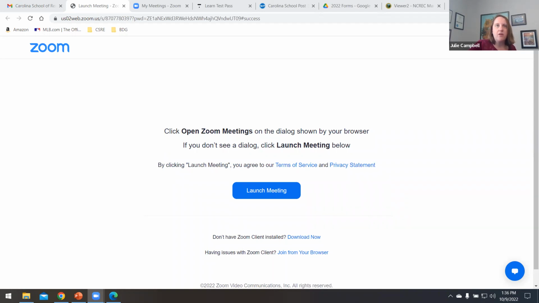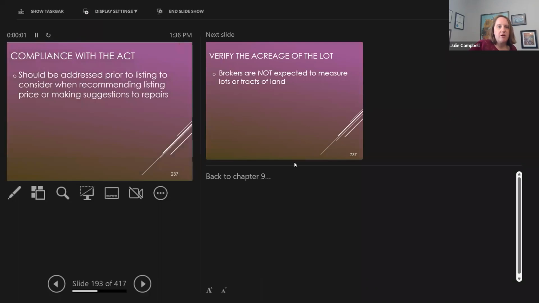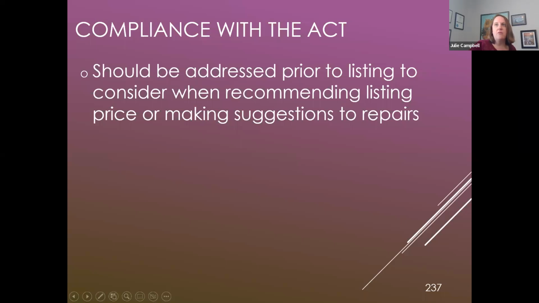Okay, so we've talked about our ARPOs. We're working with sellers. We talked about our MOG. And we talked about our lead-based paint and how we have to comply with each of them.